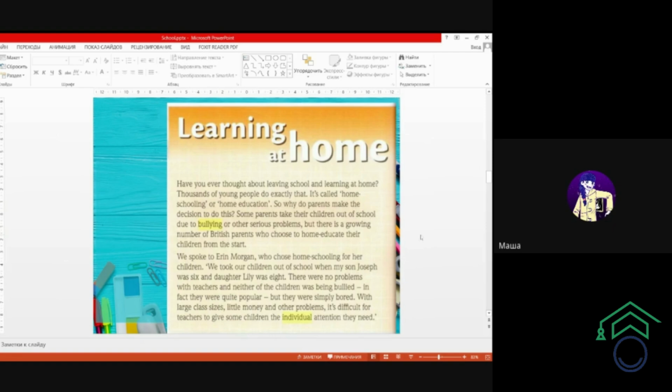We took our children out of school when my son Joseph was 6 and daughter Lily was 8. There were no problems with teachers and neither of the children was being bullied. In fact, they were quite popular, but they were simply bored. With large class sizes, little money, and other problems, it's difficult for teachers to give children the individual attention they need.